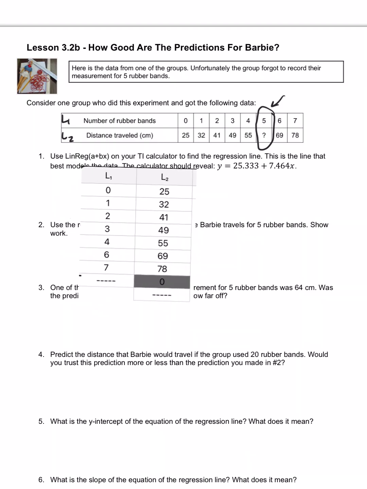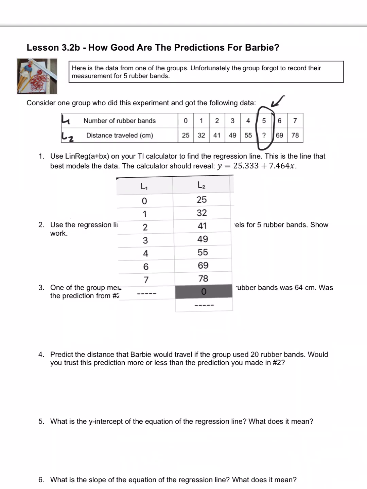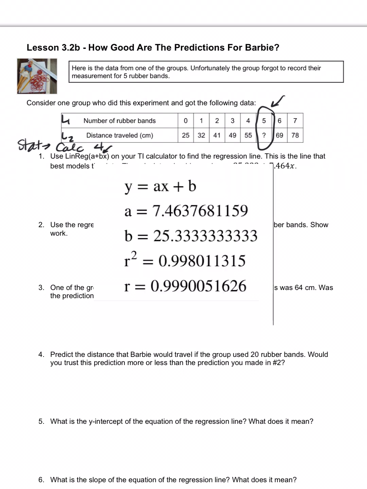Now, do you remember how to find the regression line in your calculator from here? Once you got your data in, you'll go to Stat, Calc 4, and that's the LinReg. Leave everything else blank. And you should then see an output that looks kind of like this. Yes?